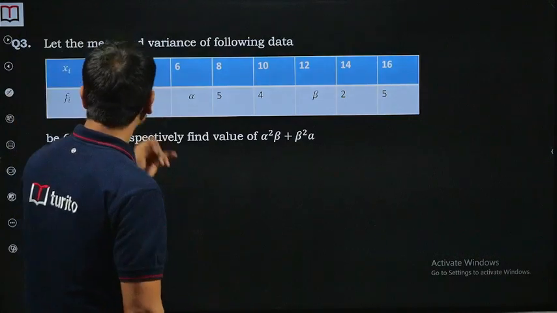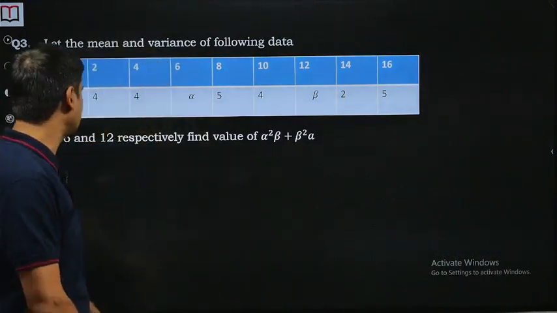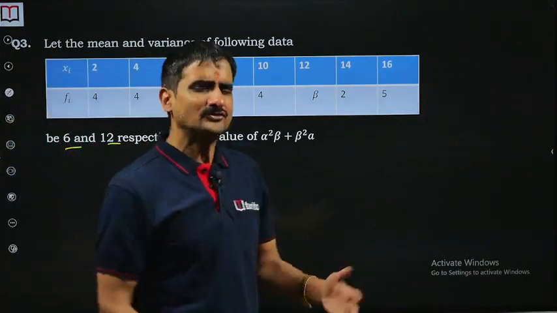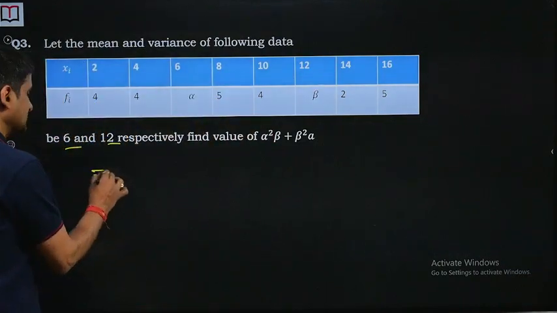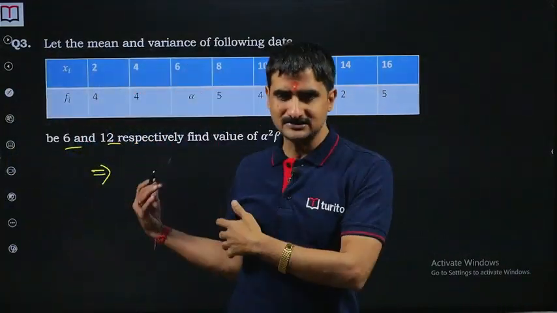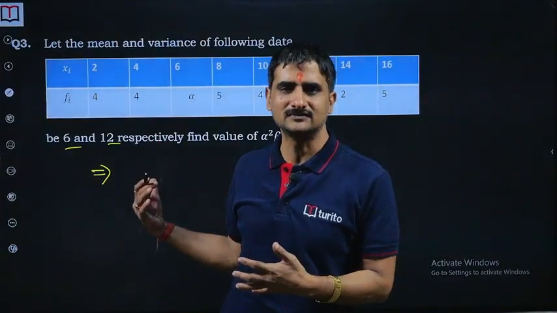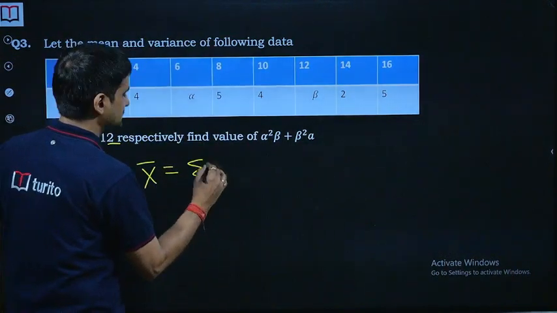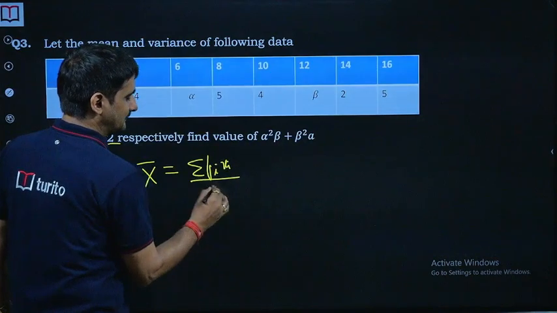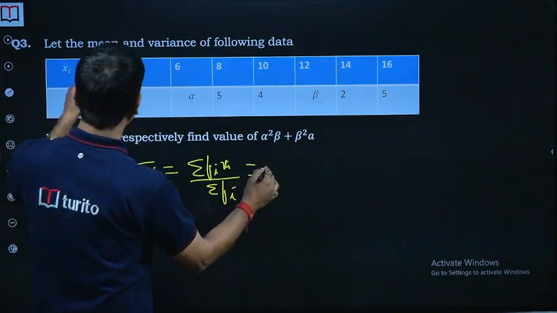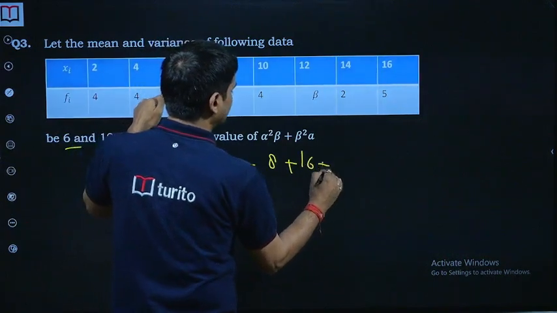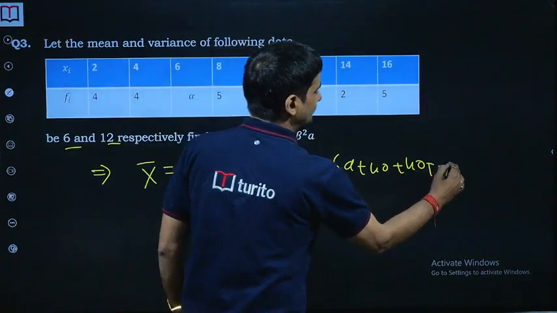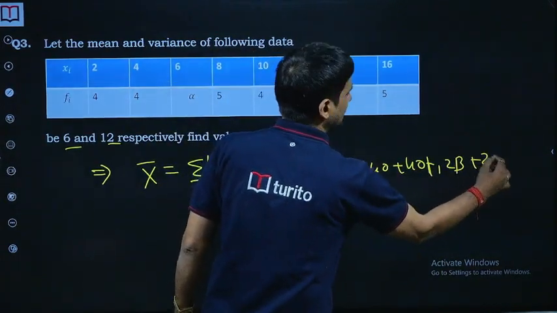Now moving to the third question: let the mean and variance of the following data be 6 and 12 respectively. Find alpha square beta plus beta square alpha. So see, that's a direct one, and the purpose here is that there is grouped data but no class interval. So how to approach this? The approach is always simple. The mean is nothing but summation fi xi upon summation fi. So using this formula, it's 8 plus 16 plus 6 alpha plus 40 plus 40, 12 beta plus 28 plus 80.